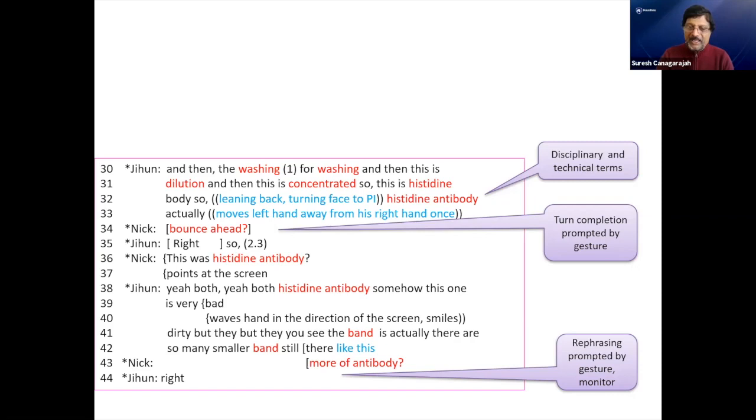But this doesn't mean that Nick is always collaborative in the interaction. Sometimes he corrects the interaction, the words that Jihun is producing. And we have to figure out why he does that. So let's look at that.